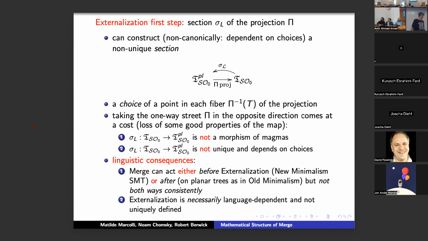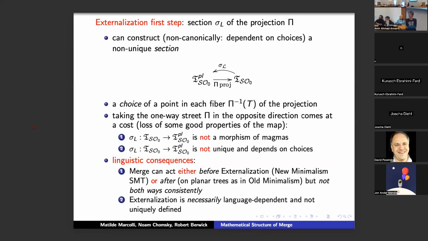This comes with a penalty. And the fee that I have to pay for having taken my one-way street the wrong way is that A, I no longer have a morphism of magmas, and B, my construction is going to depend on a choice. It's no longer a canonical map. It's going to depend on the choice. So what do these two things mean in linguistic terms? The first one means that my merge can only act either before externalization or after externalization, but not both ways consistently at the same time, because I don't have a morphism of magmas between them.